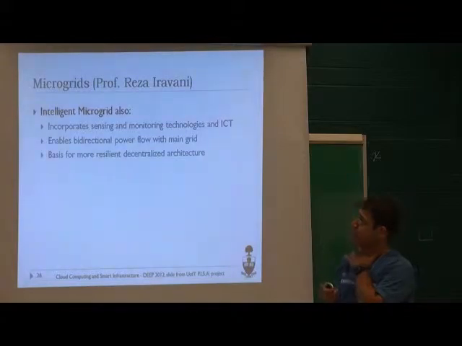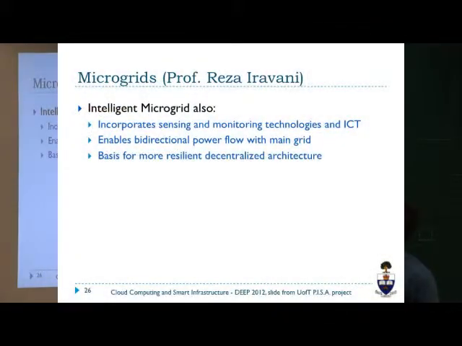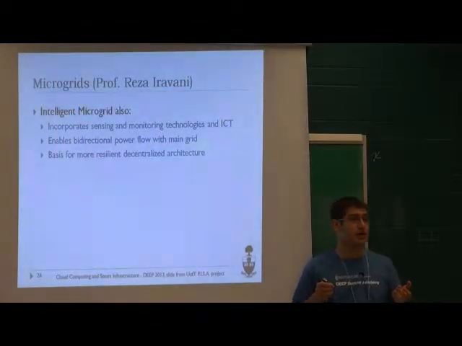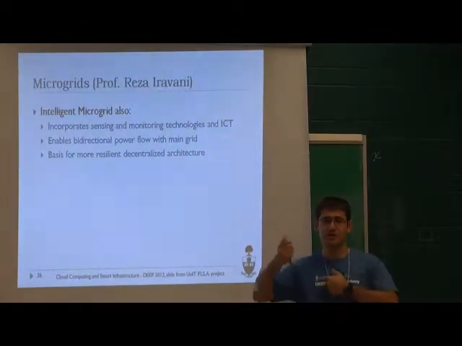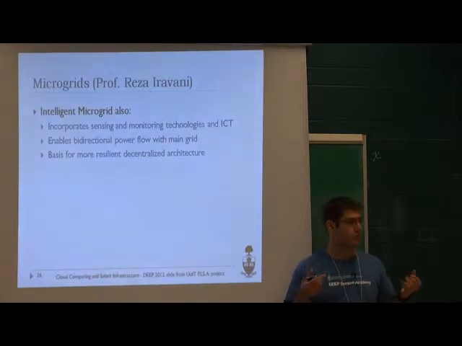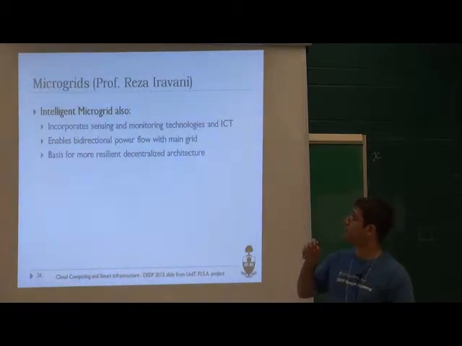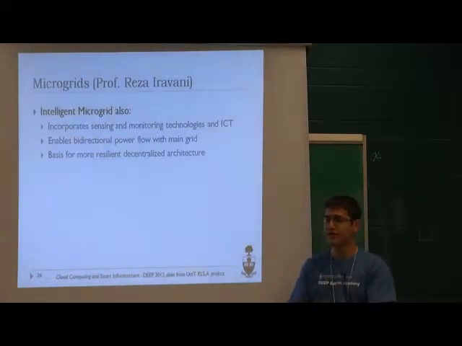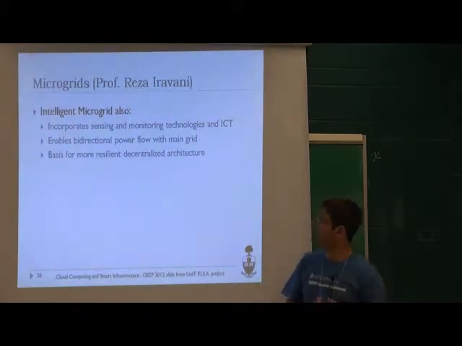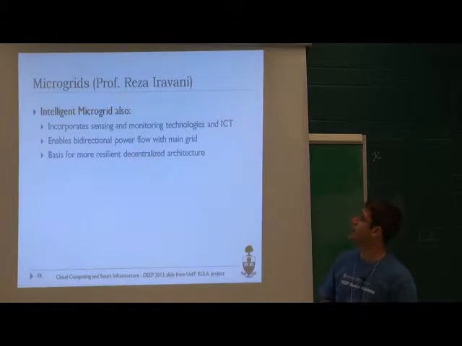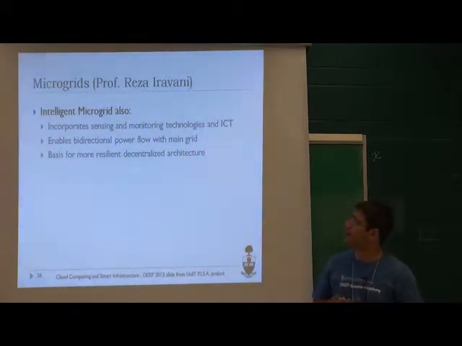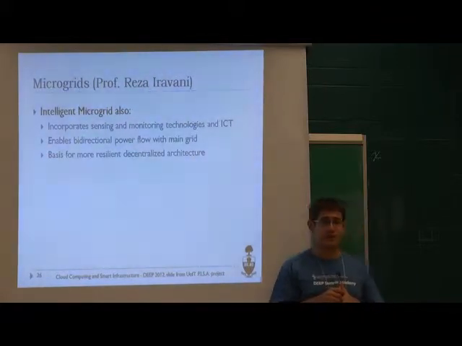Now, when you think about an intelligent microgrid, this starts incorporating the elements that we're talking about in smart infrastructure. So intelligent or smart is the same thing here. So then you start thinking about sensing and monitoring technologies. So now you know what you need when someone says smart, right, or intelligent. You need the data, so you need sensing and monitoring, and you need ICT, which means the communications. You need bidirectional power flow with the main grid.